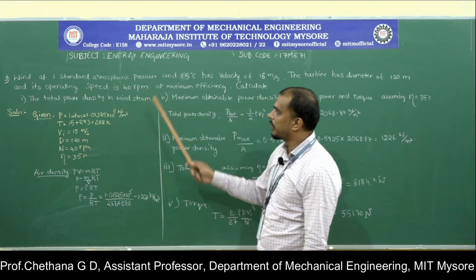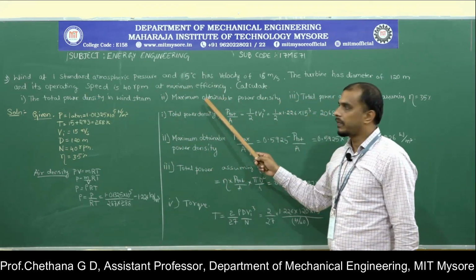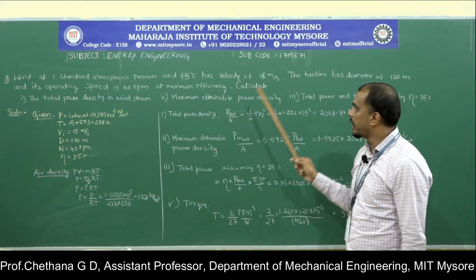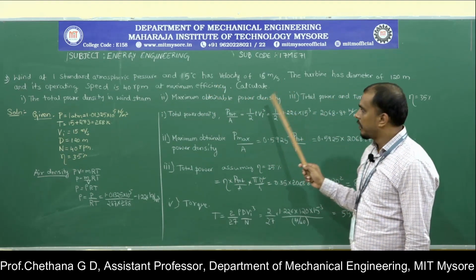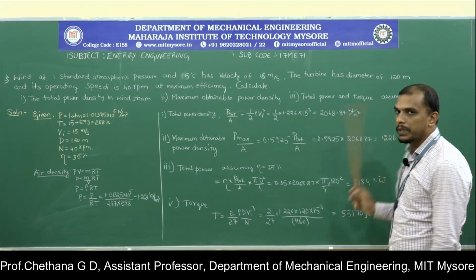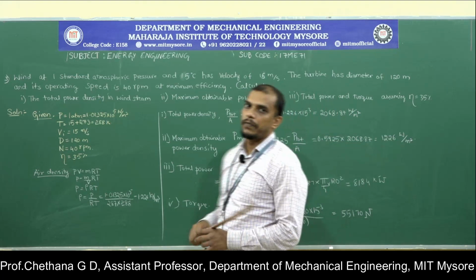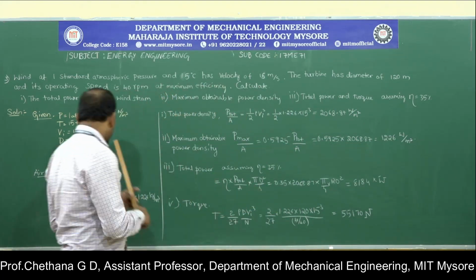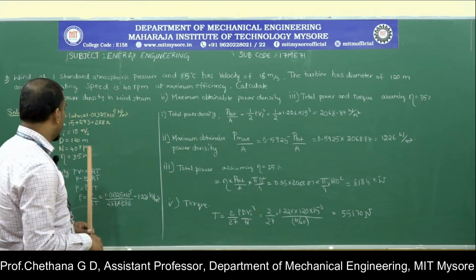So, we have to calculate the total power density. Second one, maximum obtainable power density. Third one, total power and torque assuming efficiency as 35%. So, we have got the data.